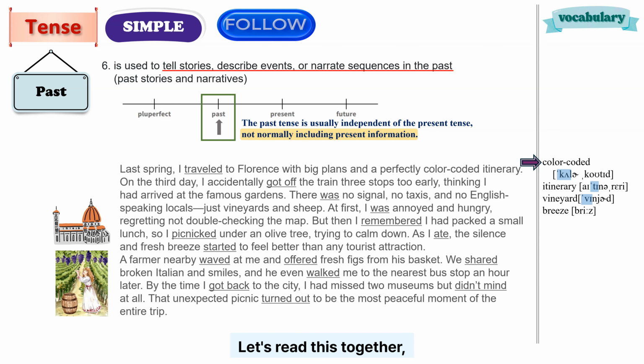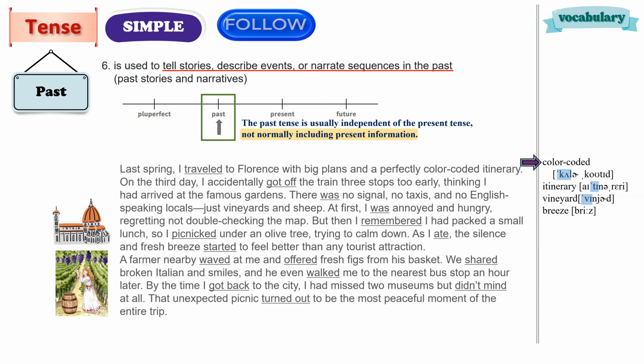Let's read this together, paying close attention to pronunciation and stress. Last spring, I traveled to Florence with big plans and a perfectly color-coded itinerary. On the third day, I accidentally got off the train 3 stops too early, thinking I had arrived at the famous gardens. There was no signal, no taxis, and no English-speaking locals, just vineyards and sheep.